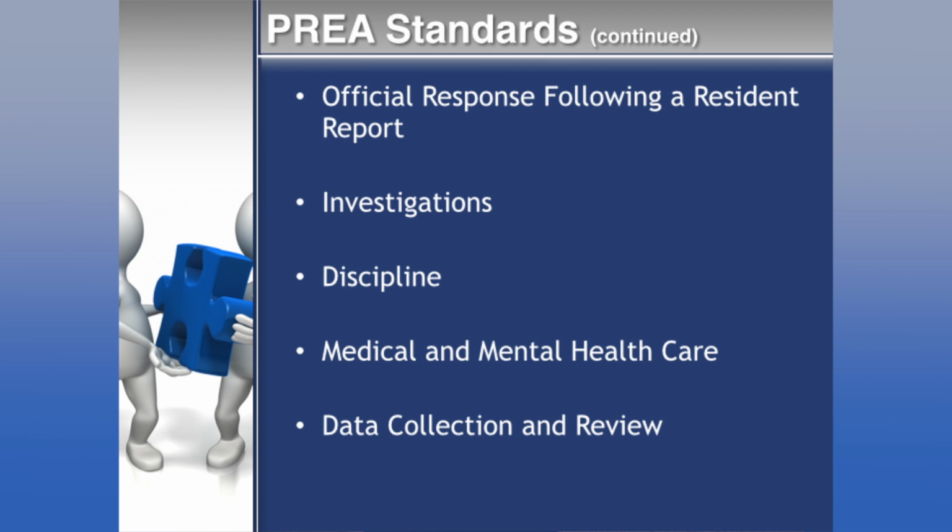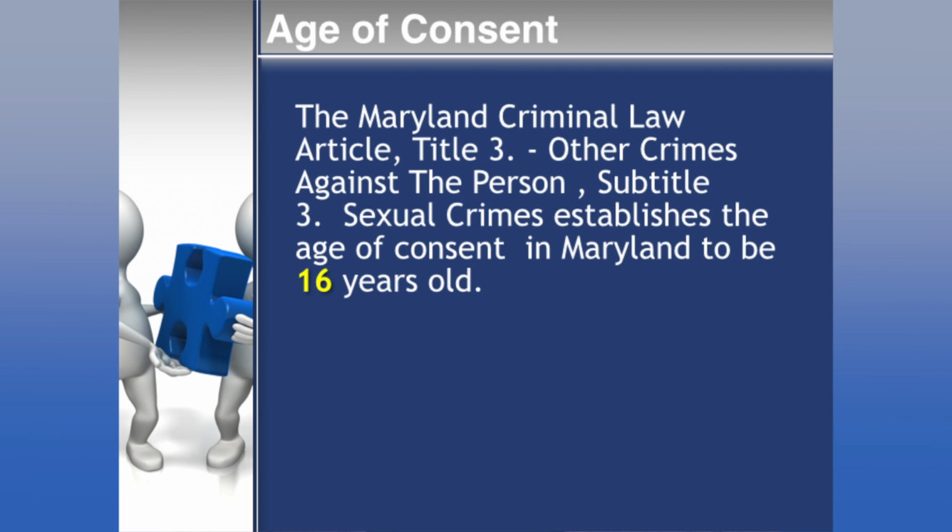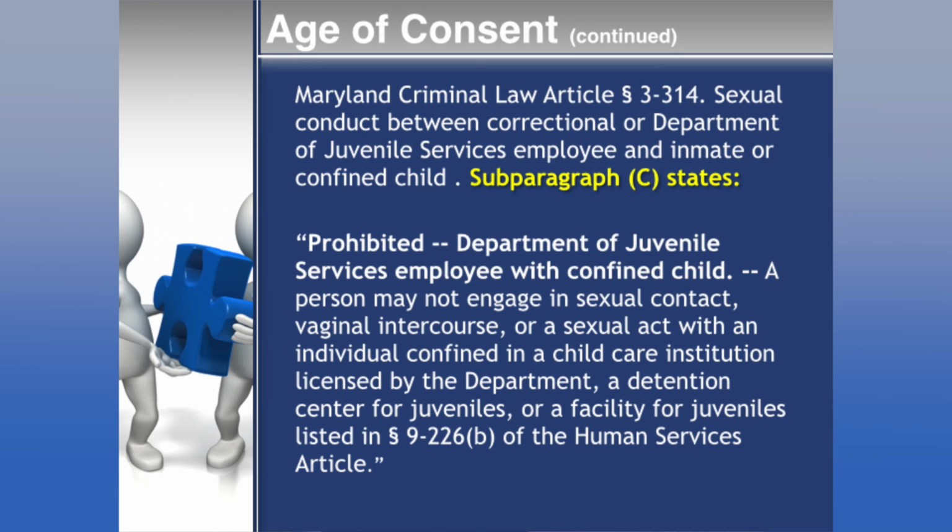According to the Maryland Criminal Law Title 3.3, sexual crimes establishes an age of consent. In the state of Maryland, one must be 16 years or older to consent to sexual activity. With regards to youth in confined settings, Maryland Criminal Law 3-314 subparagraph C states that a person may not engage in sexual contact, vaginal intercourse, or any sexual act with an individual confined in a child care institution licensed by the department. This includes facilities such as a detention center or even a treatment facility.